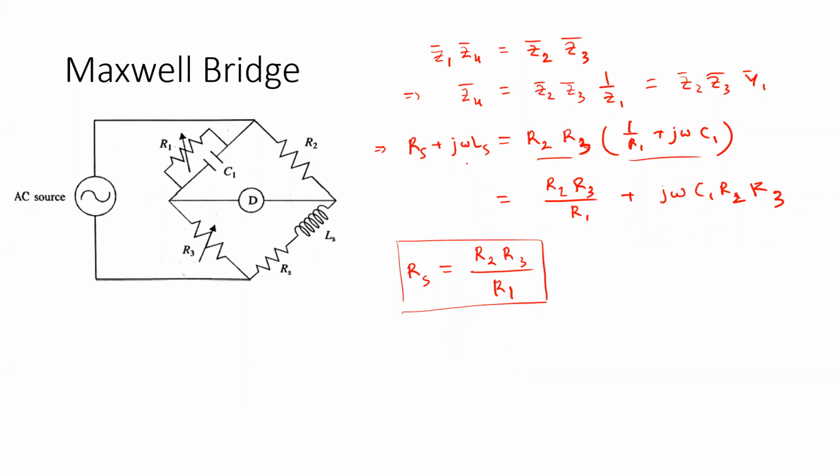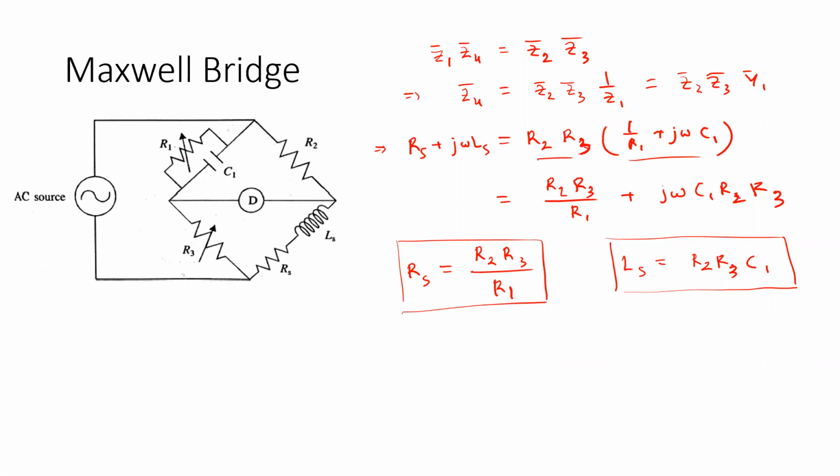And equating the imaginary terms, we'll have Ls equals R2, R3, C1. So these are the expressions that can be used to determine Rs and Ls. Now, from these two expressions, we can see that Ls is actually dependent on only one variable resistor, R3, whereas Rs is dependent on both the variable resistances, R1 and R3.